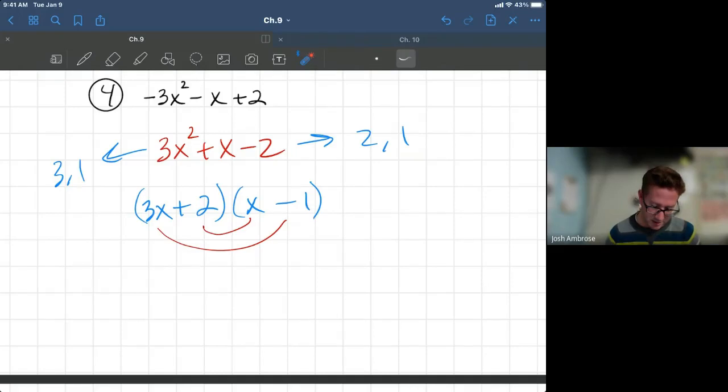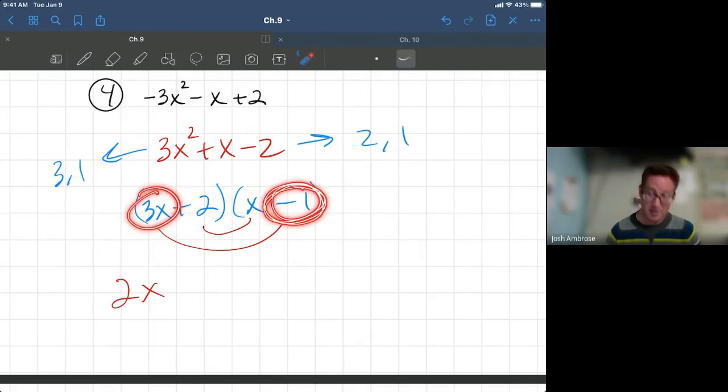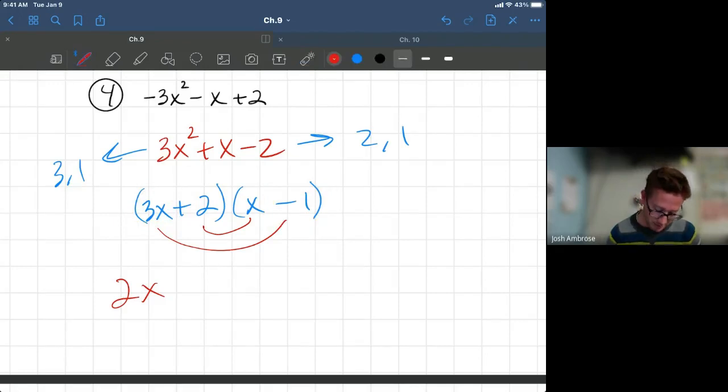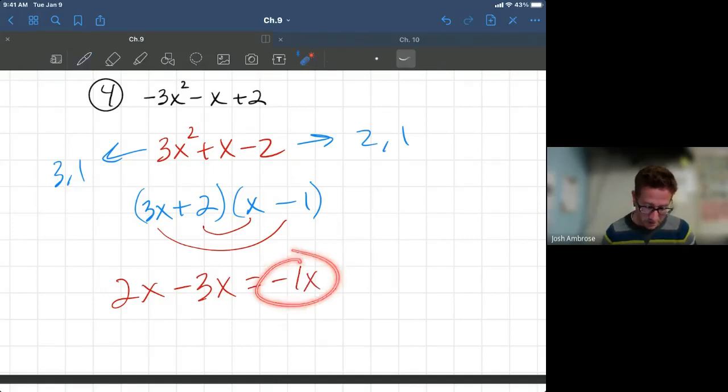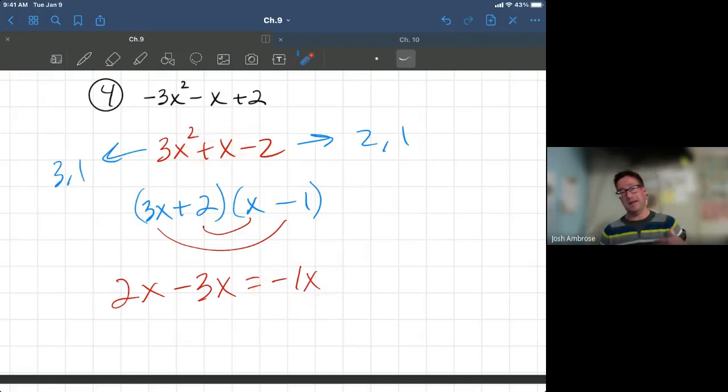All right. What is 2 multiplied by x? 2x. What is 3x times a negative 1? Pay attention to your signs. Always pay attention to those signs. That makes a negative 3x. 2x minus 3x makes a negative 1x. Unfortunately, negative 1, we want a positive 1. So the signs are off. The number's right, but the signs are off. So this is how we can fix that.